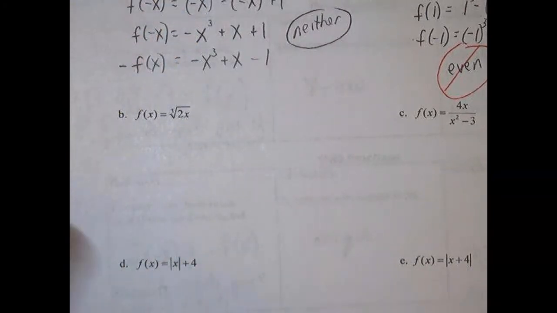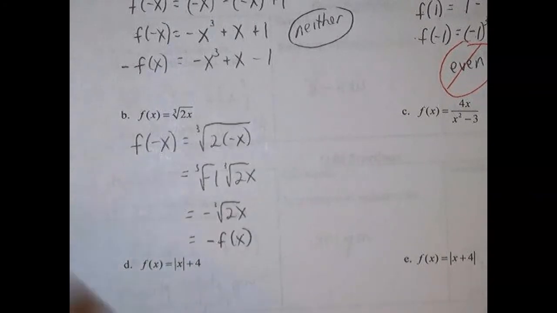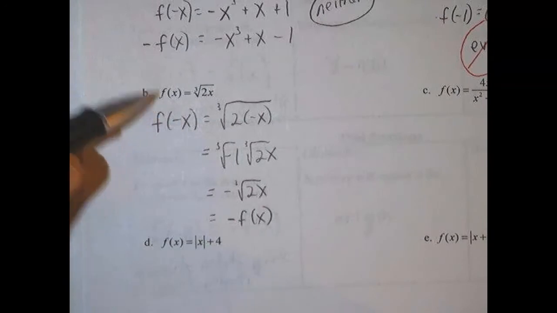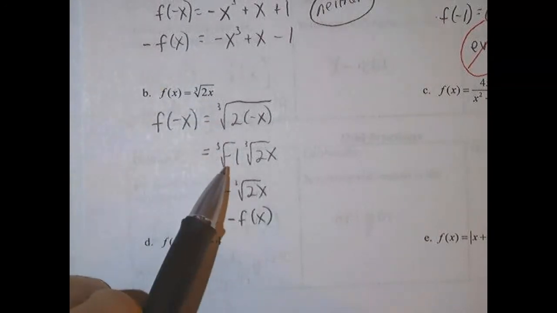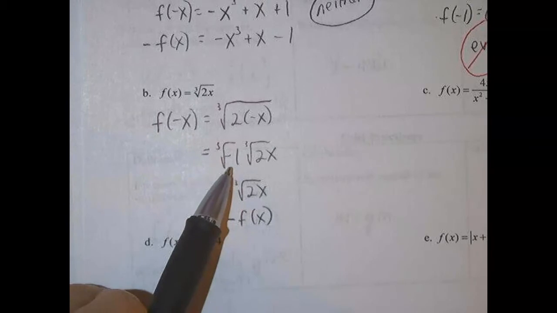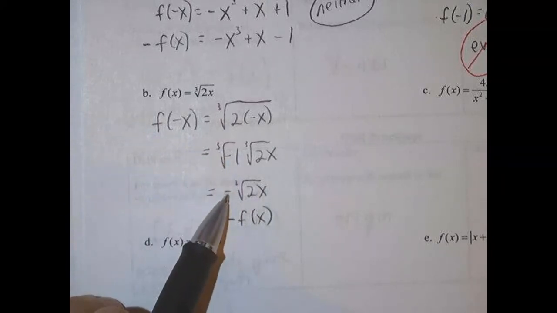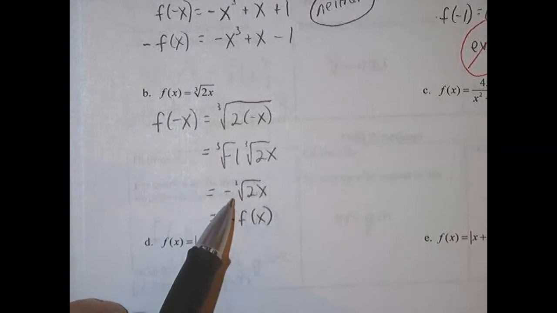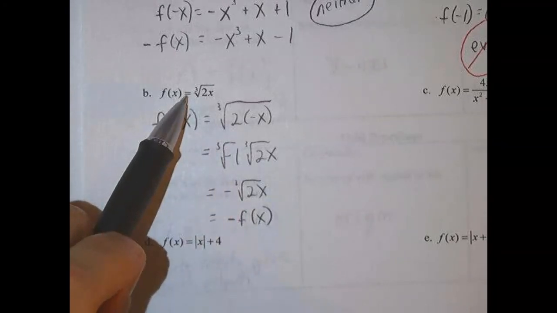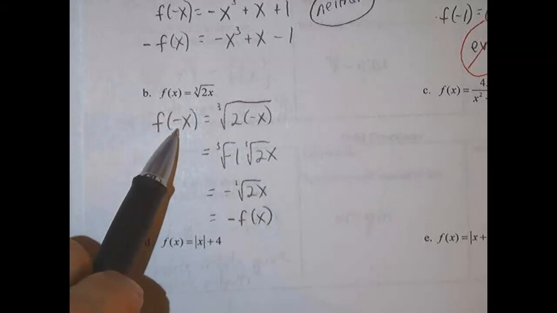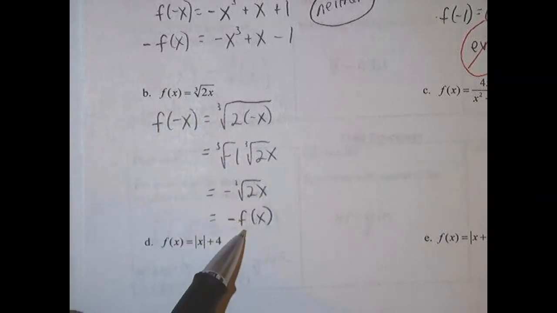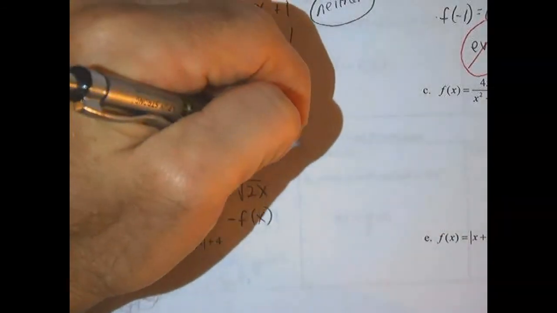I'm going to ask you to pause the video and actually try B and C and see if you come up with the right answer for the even-odd test. Okay, so if we look at example B, we see with a little bit of work, this is the cube root, so we can actually take the cube root out, and the cube root of negative 1 is negative 1, so it just comes out as a negative. And so what we actually have here is the opposite of what we started with, so it turns out that f of negative x is the same thing as the opposite of f of x, which is the definition of an odd function.